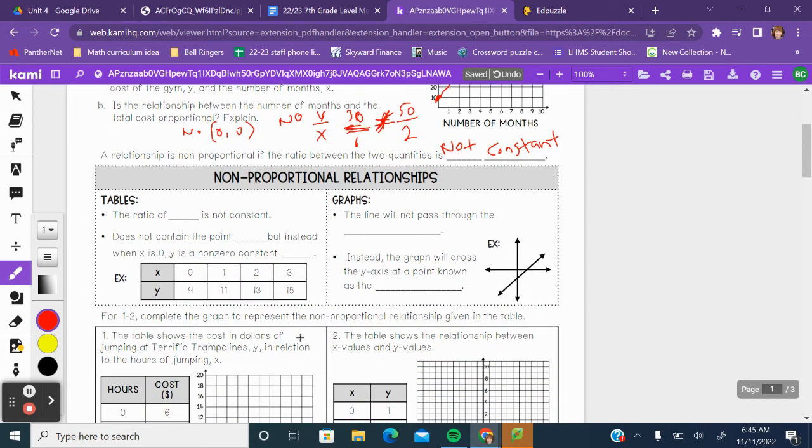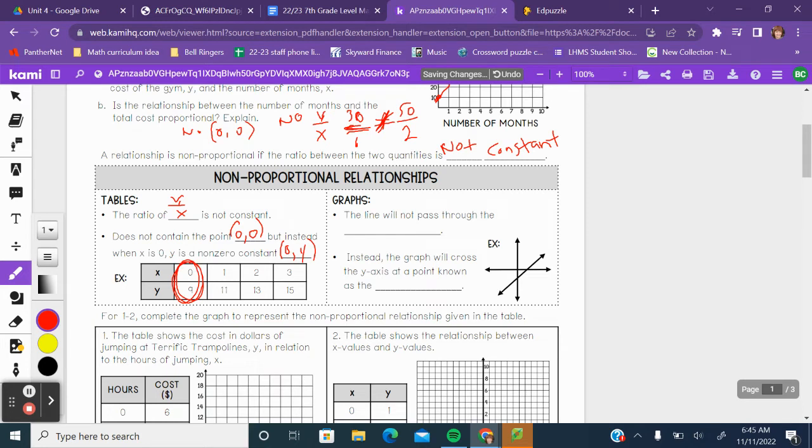Let's look at this table down here. The ratio of y over x is not constant, does not contain the point 0, 0, but instead, when x is 0, y is a non-zero constant. So when x is 0, y is something else. I could look at this table, and the minute I see this right here, I know it's non-proportional.